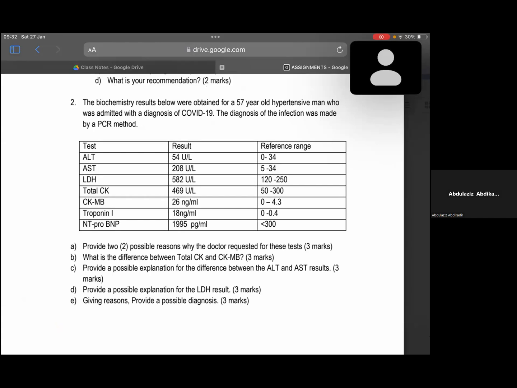ALT is raised, yes. The AST is also raised. The LDH is also raised. The total CK is also raised. The CKMB, and everything is raised here. So what are the reasons why the doctor requested for this result? I told you there were three things that go hand in hand. And I even remember ruling out the last one. The coronary intervention, I told you that one, leave it for now. So two possible reasons why the doctor requested for these results. You can just type in the chat box.